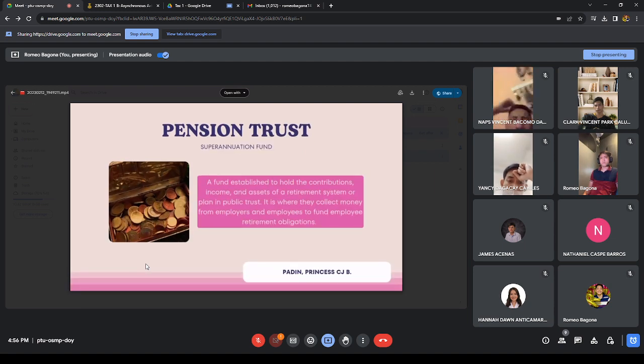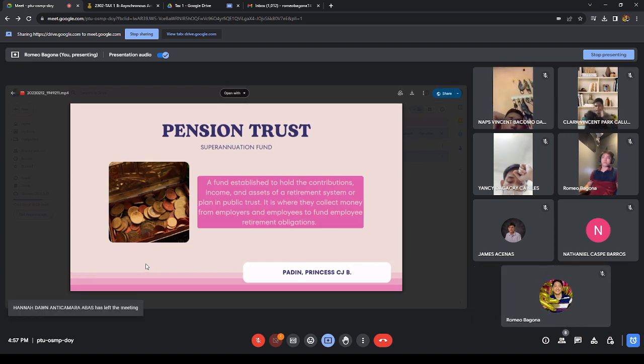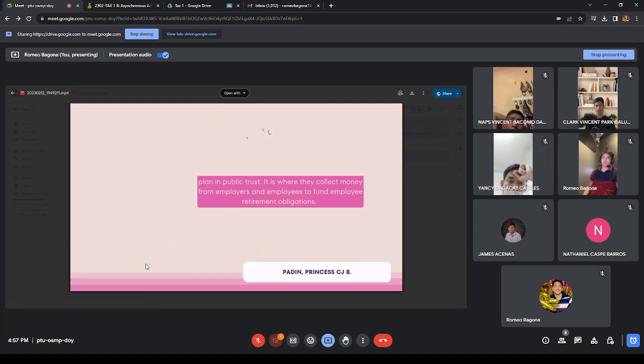So, what is a pension trust? Pension trust, also called a superannuation fund in some countries, is a fund established to hold the contributions, income, and assets of a retirement system or plan in public trust. It is where they collect money from employers and employees to fund employee retirement obligations. Pension fund providers look to long-term growth of capital to support the needs of future retirees as the cost of living increases over their working lives.